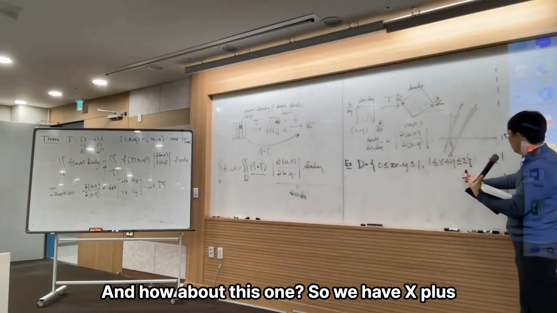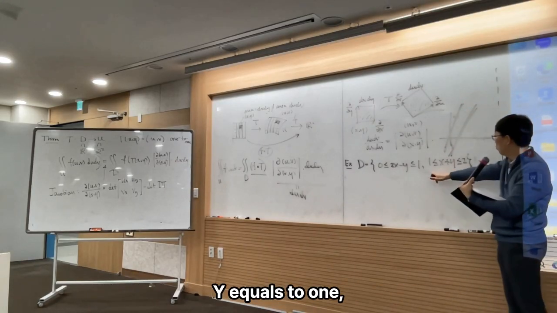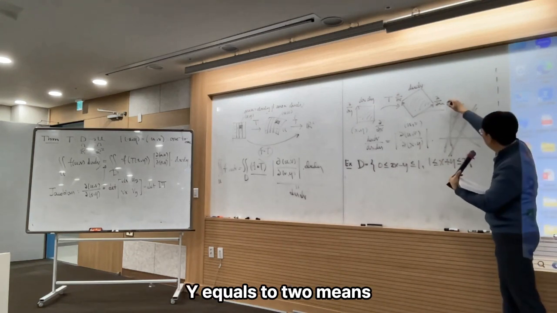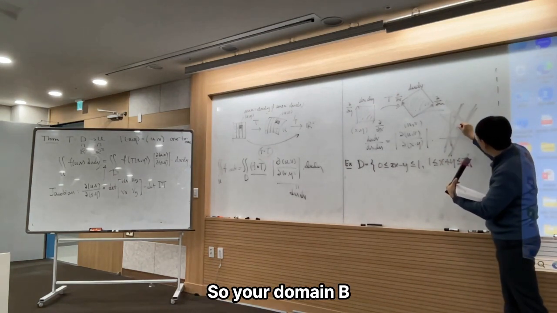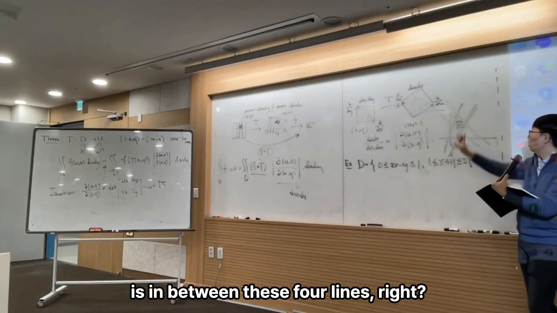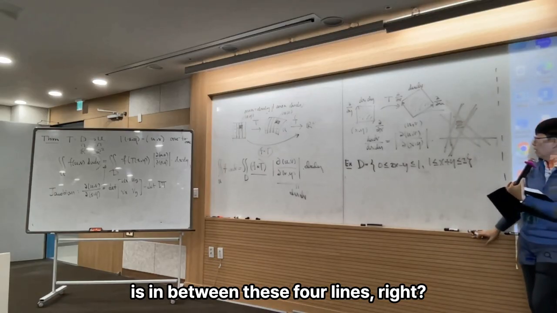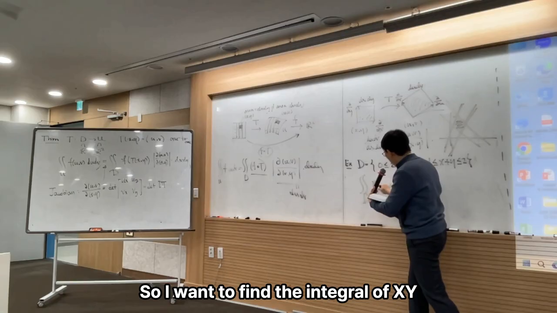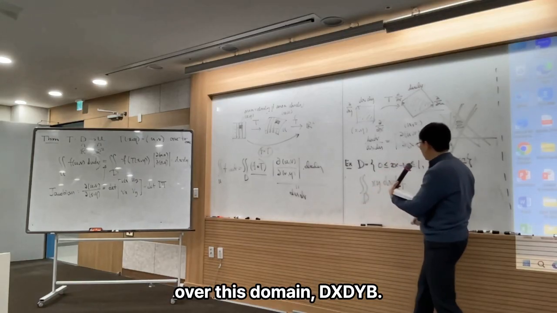And how about this one? So x plus y equals 1 means that you have a line here, and x plus y equals 2 means you have a line about here. So your domain D is in between these four lines, right? So I want to find the integral of xy over this domain D, dx dy.